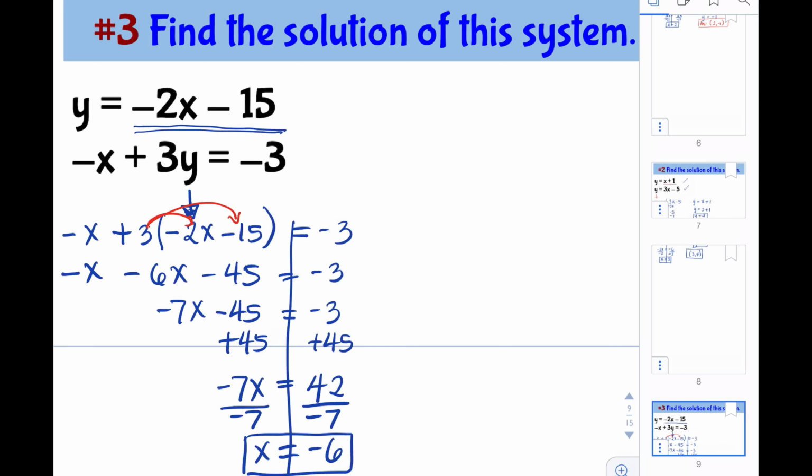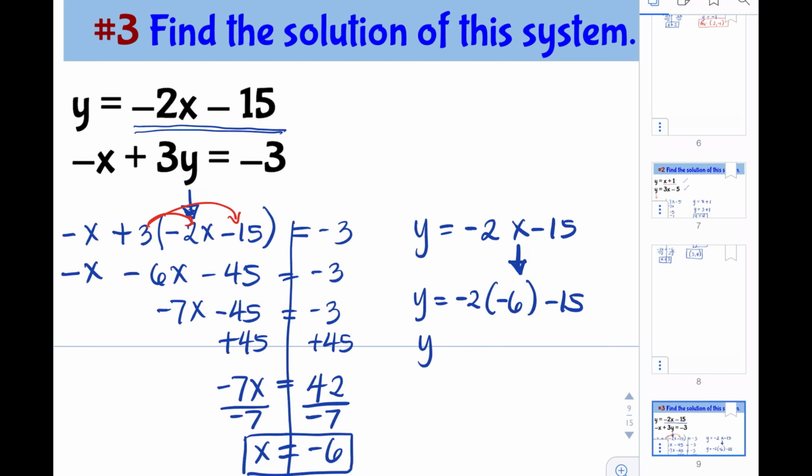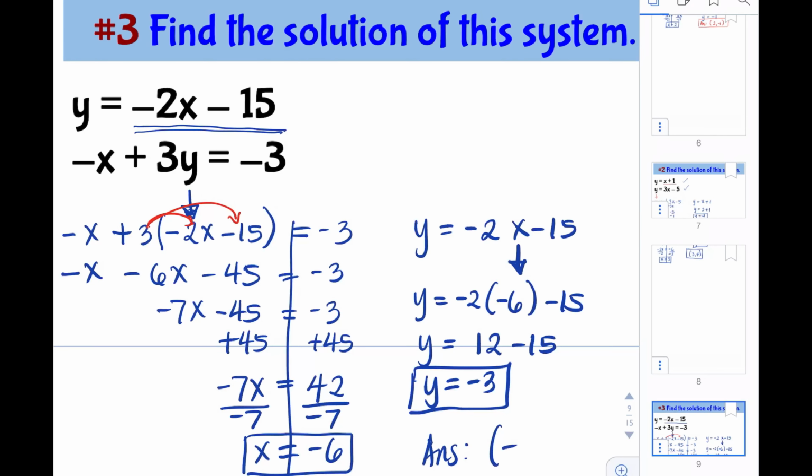Since we have the x value, which is negative 6, we can use the simpler equation, y is equal to negative 2x minus 15. And here, we will substitute our x value, negative 6, to calculate for the y value. So we have y is equal to negative 2 times negative 6 minus 15. And negative 2 times negative 6 is 12 minus 15. So the y value is negative 3. This means that the two linear equations will meet at point negative 6, negative 3.